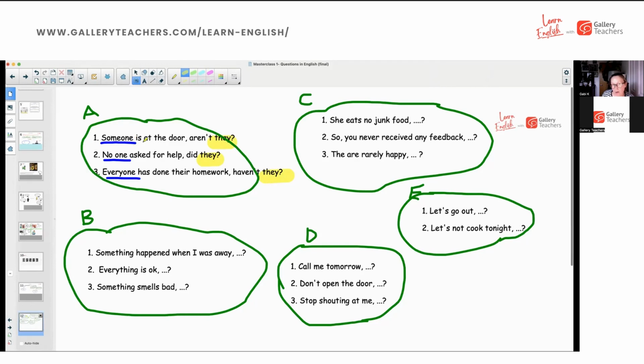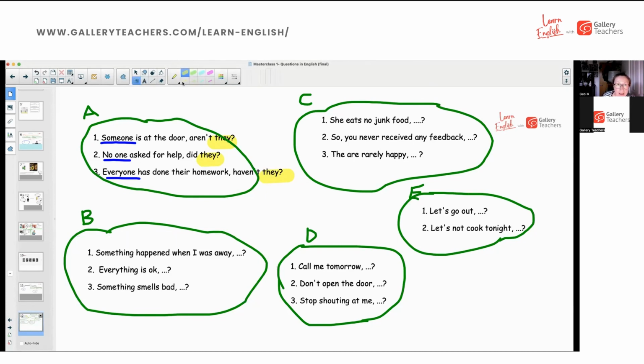Okay, so someone is, aren't they? No one asked, did they? This is negative. So we earlier said negative, right? Positive, positive, negative. So this is already negative, no one, meaning this has to be positive. So everyone, haven't they? Right?